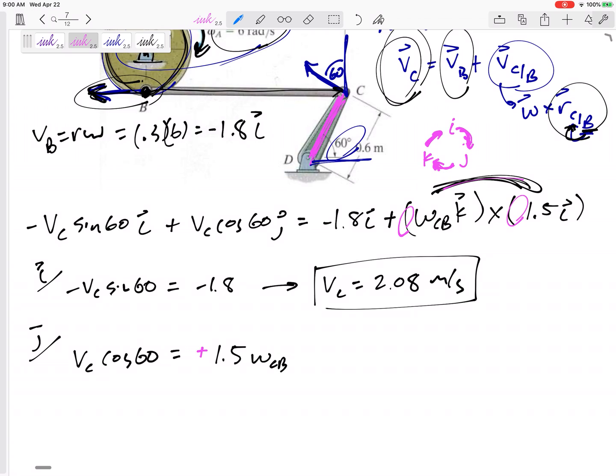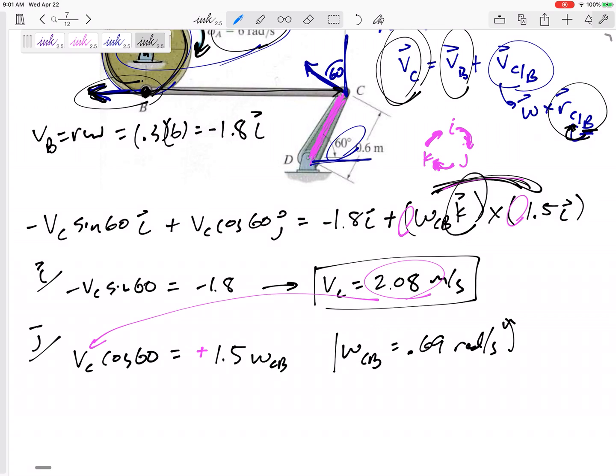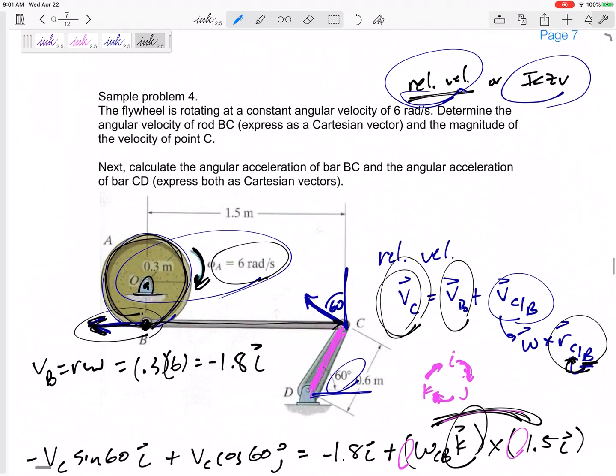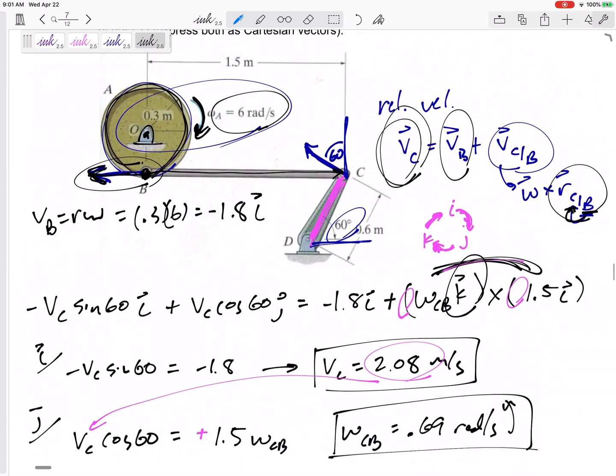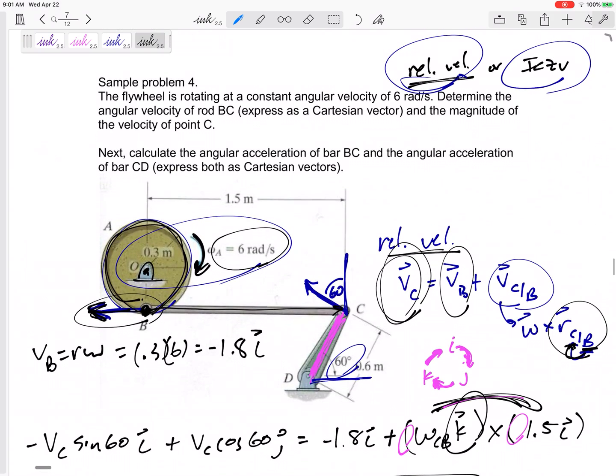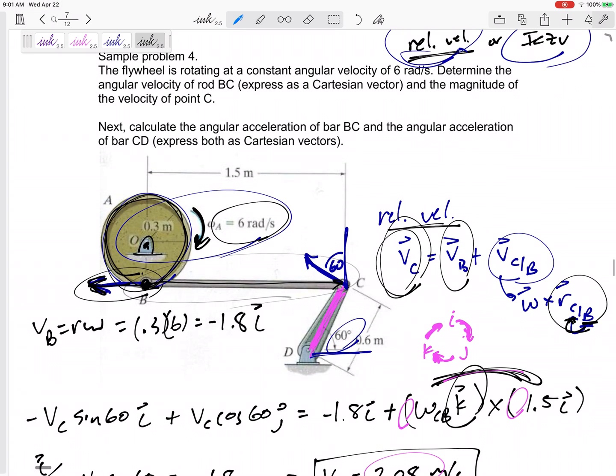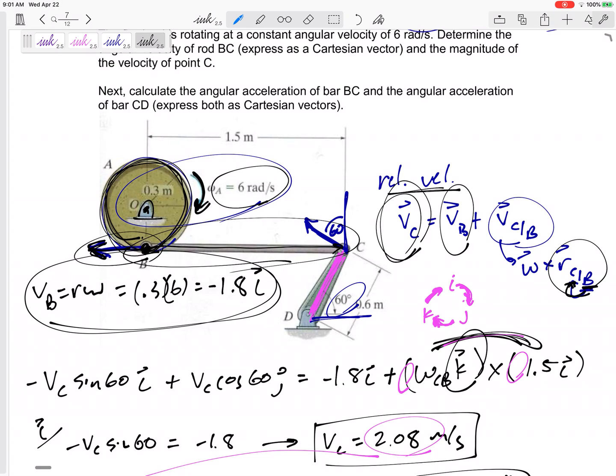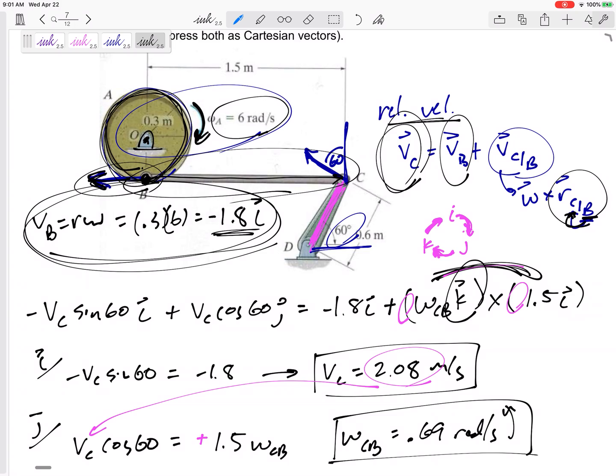It's positive right here. Plug in this 2.08 right there, and get omega CB is positive 0.69 radians per second. Positive means I chose correctly. I chose K. This is counterclockwise, positive K. Okay, so that was getting the velocity and angular velocity using the relative velocity method for bar BC, right? No need to use relative velocity method for bar AB. For bar AB, I can find the velocity of B, negative 1.8 I. For bar CD, I know the direction for point C.